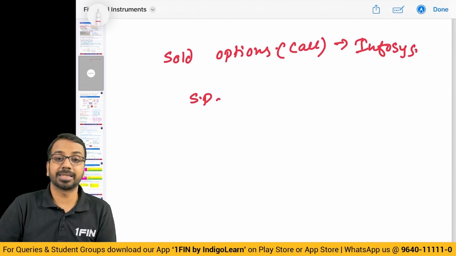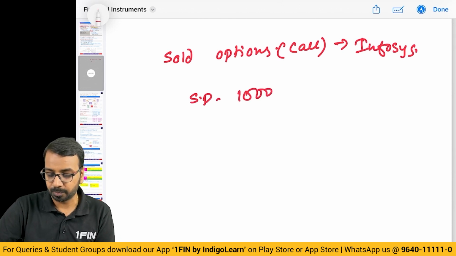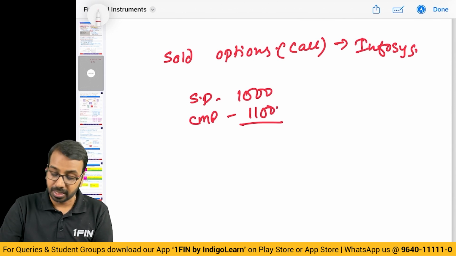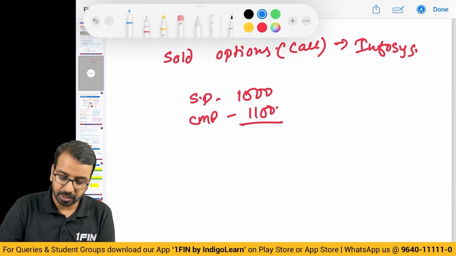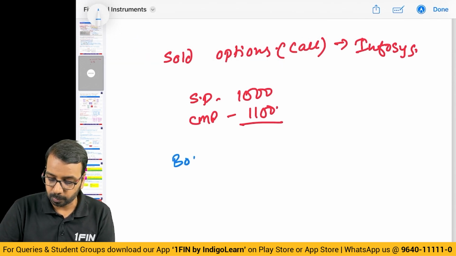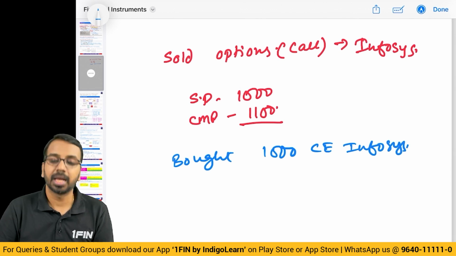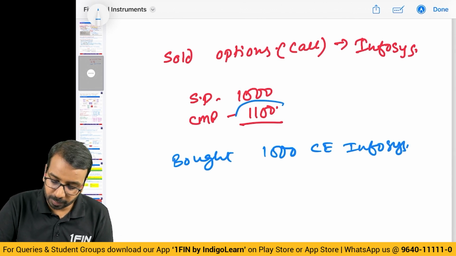Strike price or exercise price is 1000. Current market price is 1100. There is another party, your friend, who has bought this call from you. Bought 1000 call option of Infosys.